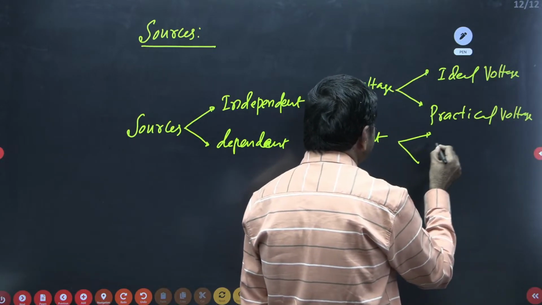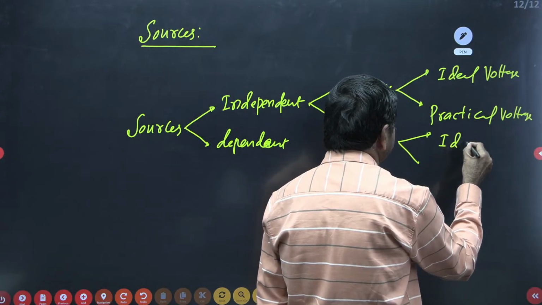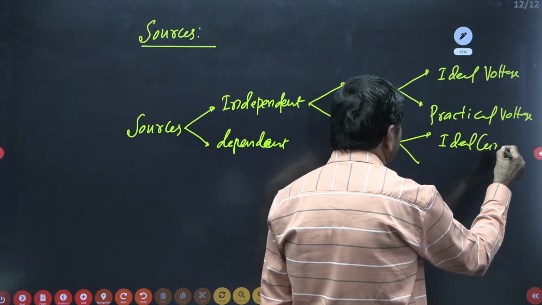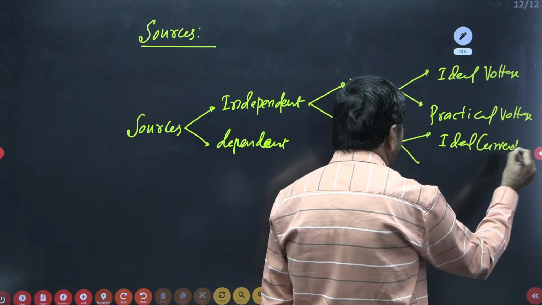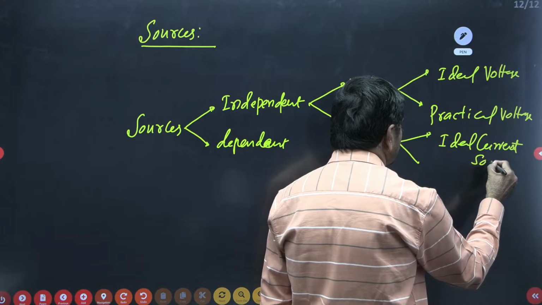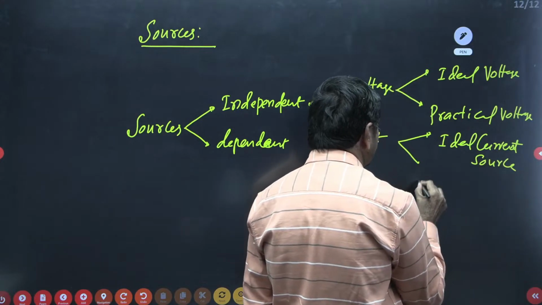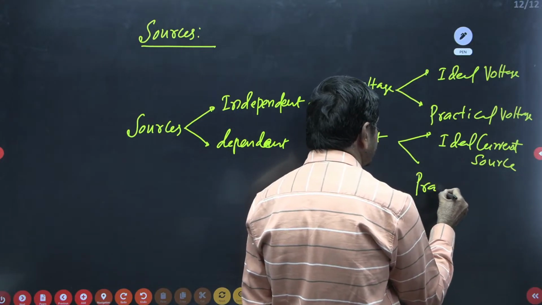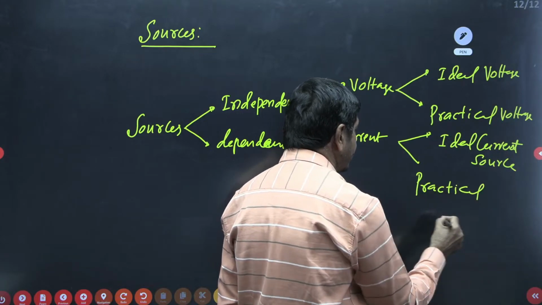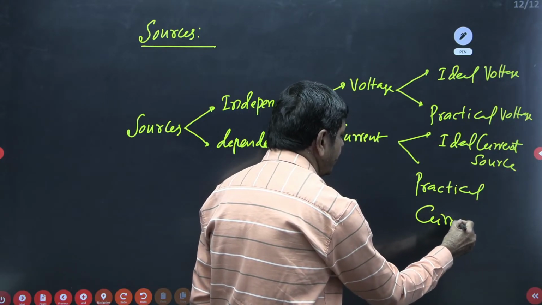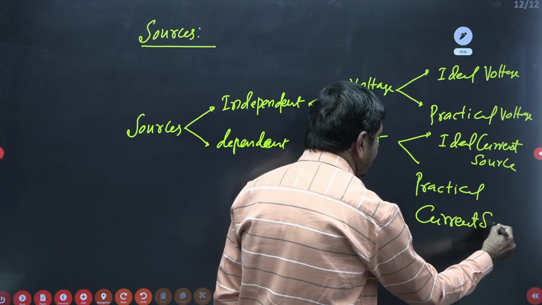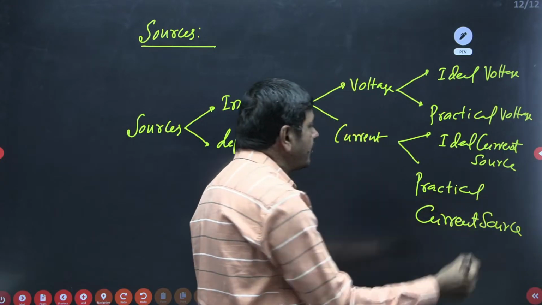But if the current, means ideal current source, the second one is said to be practical current source. Practical current source again. Like that you can define.